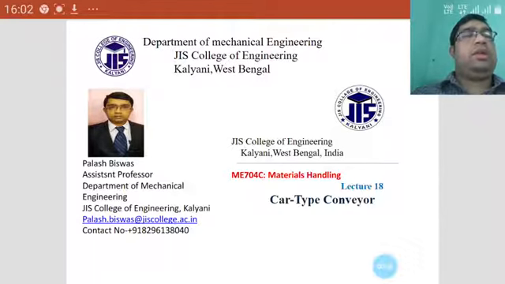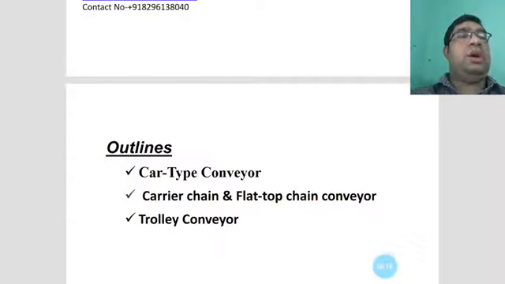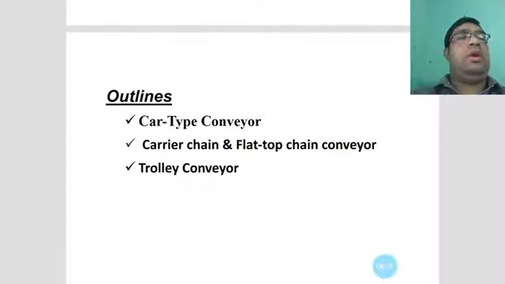Today we discuss car type conveyors. The subject is materials handling, and this is lecture number 18. A few outlines to consider according to this: the car type conveyor, carriage train and flat top train conveyors, and the trolley conveyors also.